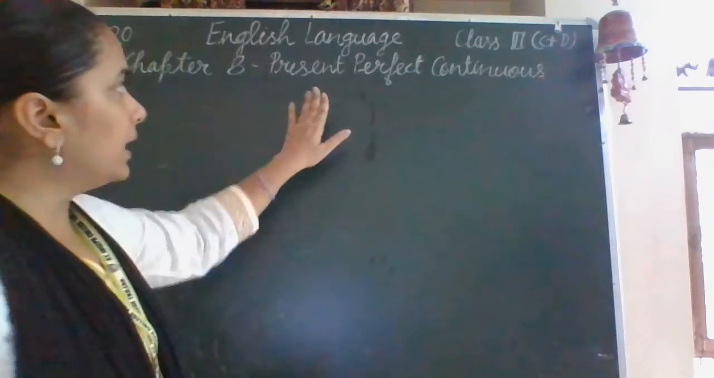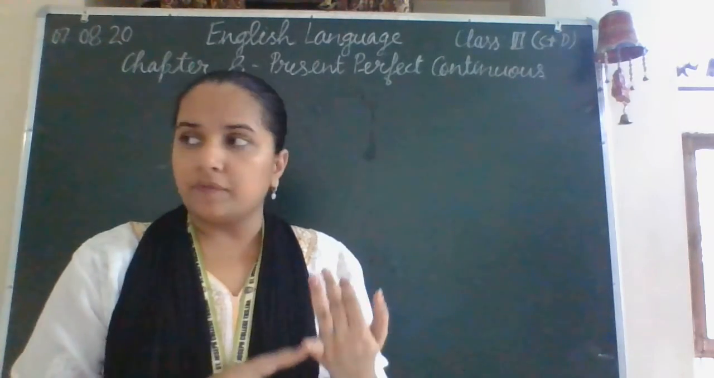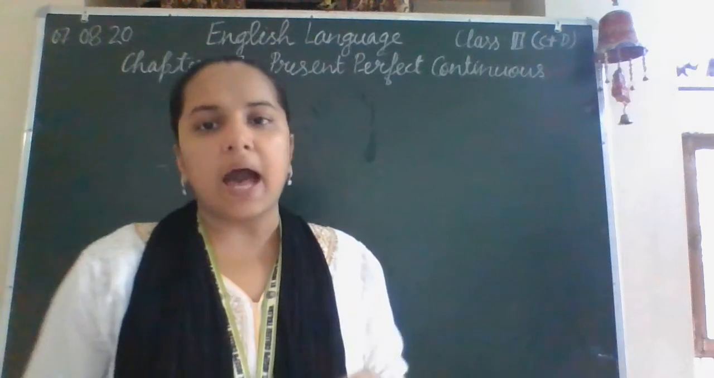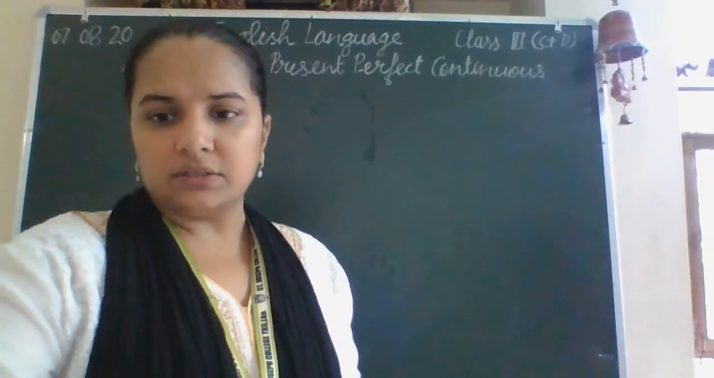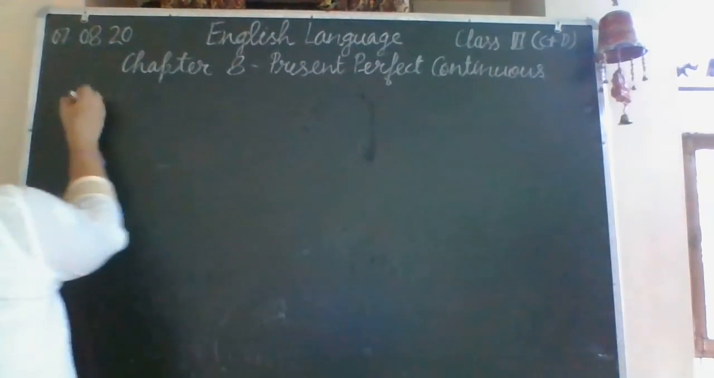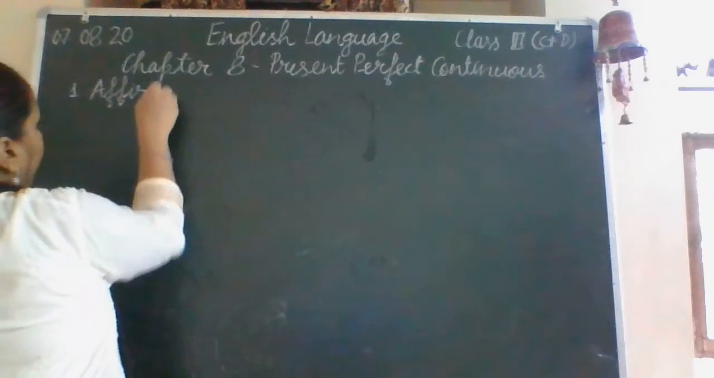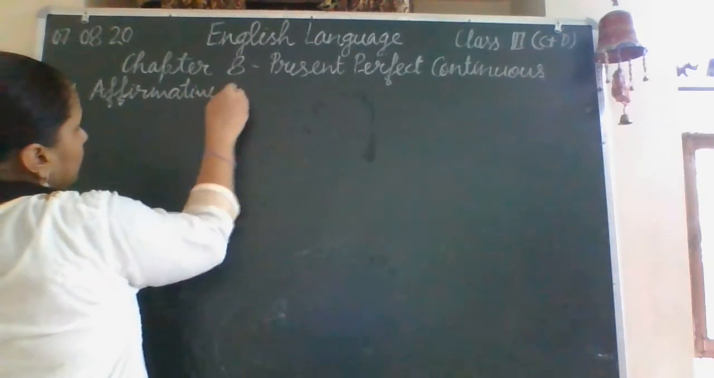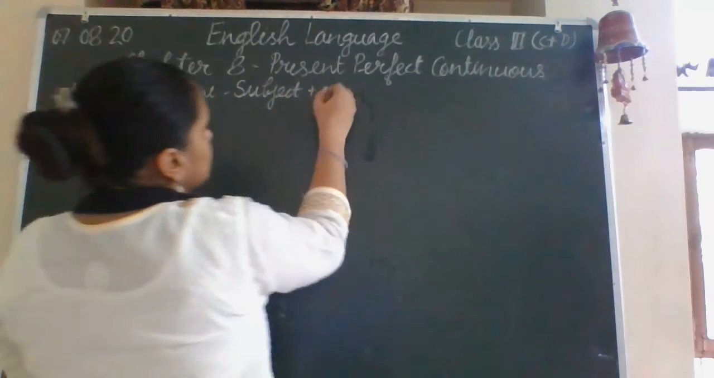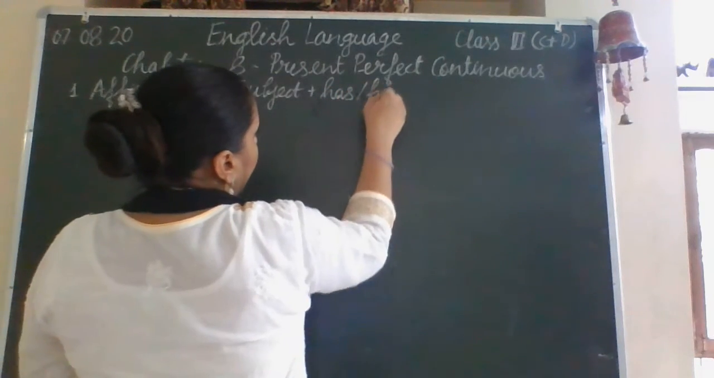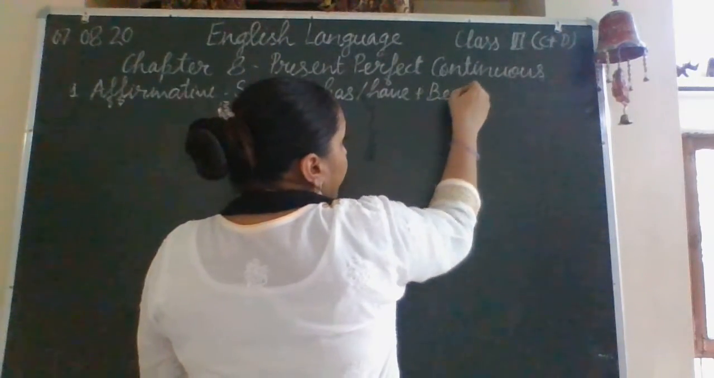Now, the structure here in the present perfect continuous tense: there will be three kinds of sentences: the affirmative sentence, the negative sentence, and the interrogative sentence. So, first we will start with the affirmative sentence. For the structure of the affirmative sentence, we will have subject plus has or have plus here we will use been.